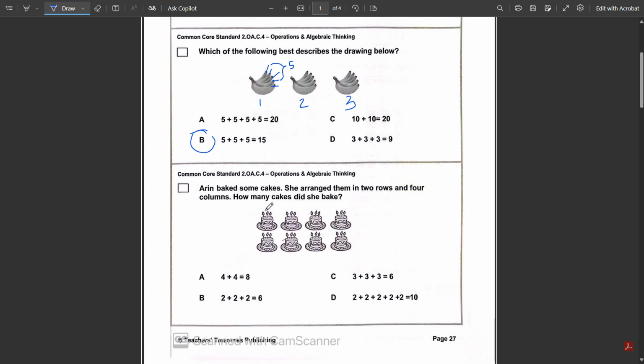Irene baked some cakes. She arranged them in 2 rows and 4 columns. How many cakes did she bake? So rows is horizontally and columns is vertically. So this right here is 1 row. This right here is 2 rows. So now we have 2 groups of cakes, and in each group we have 1, 2, 3, 4. So that's 4 cakes in each row. So if you add 4 2 times, it would be A. 4 plus 4 equals 8.